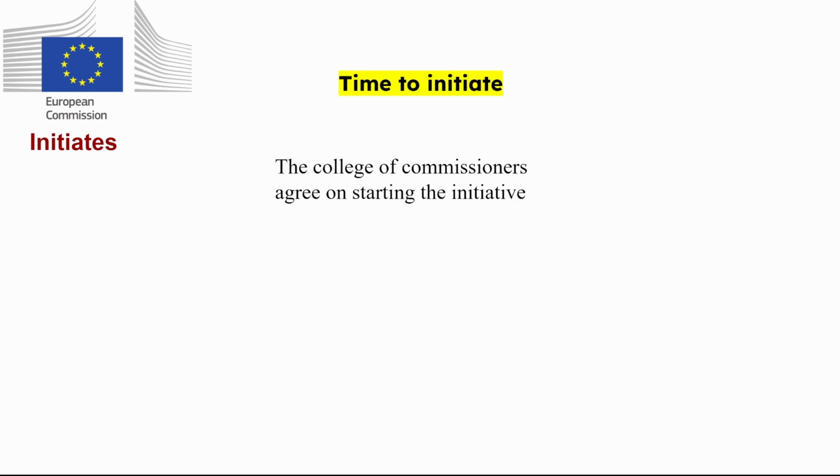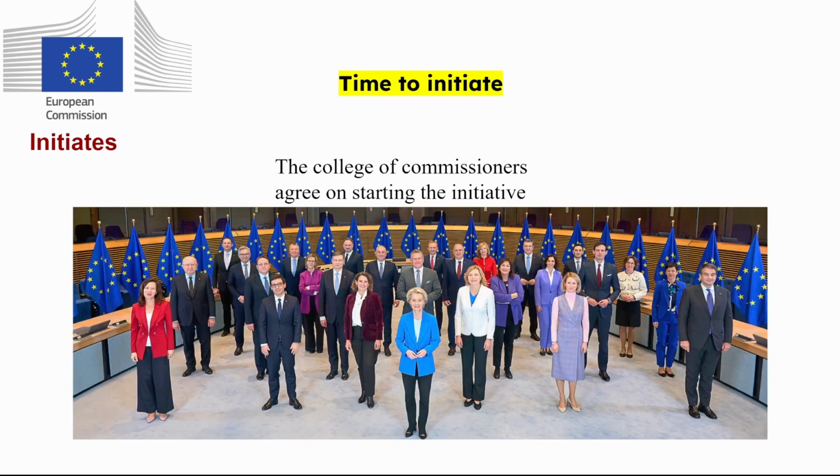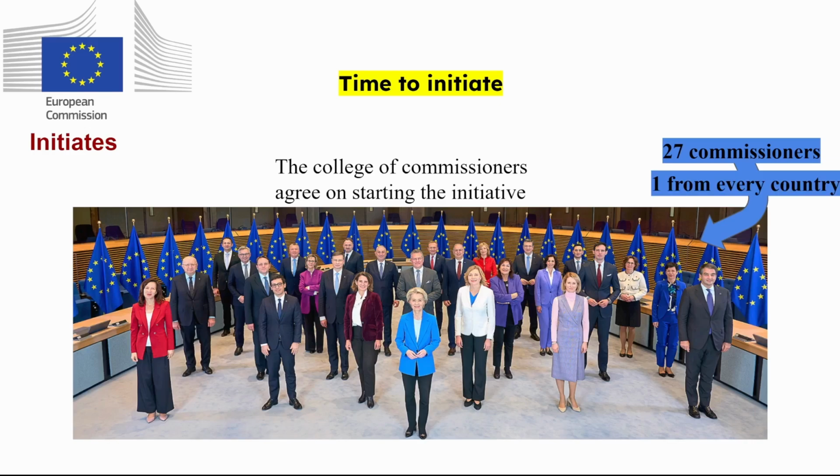And then when it's time to initiate, something called the College of Commissioners agree on starting the initiative. And here we see the current College of Commissioners, and they are the ones who make up the Commission. In total, there are 27 commissioners. That means one from every member state. And these commissioners are kind of like the EU's government, the executive branch. And there's one commissioner for every area of responsibility. So there is one commissioner responsible for energy, another commissioner responsible for agriculture and food. And by a simple majority vote, they can agree to start the initiative.